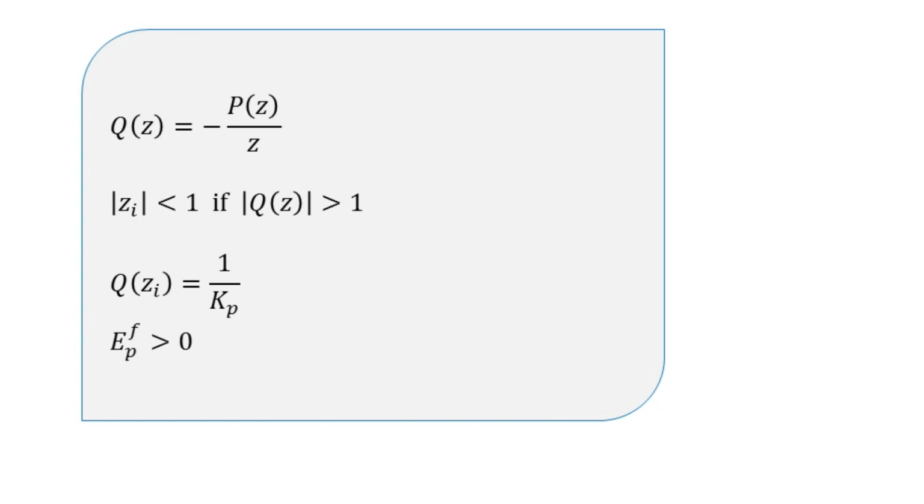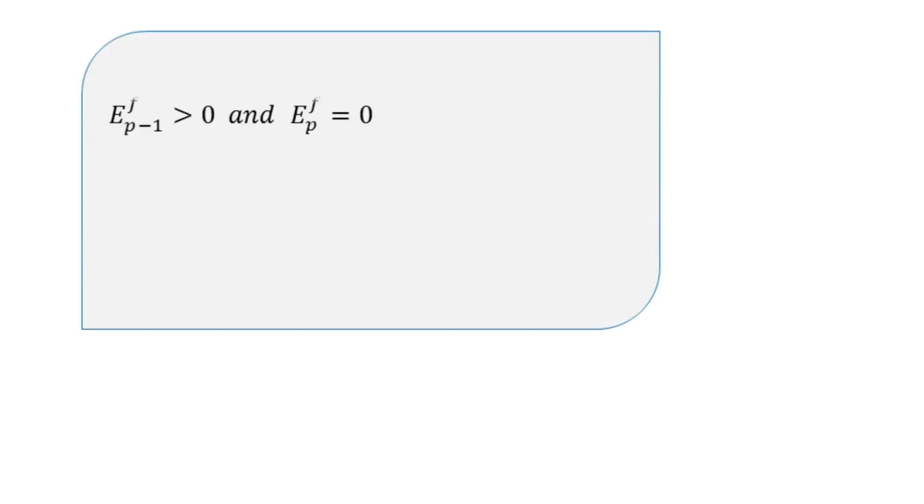Now in the other case, if the minimum mean square value of the prediction error, denoted by E_{p-1}^f, is greater than 0, and the value of this minimum mean square error E_p^f is equal to 0, then in this particular case the magnitude of the reflection coefficient, mod of K_p, is equal to 1, and the magnitude of the function Q(z_i) is equal to 1.